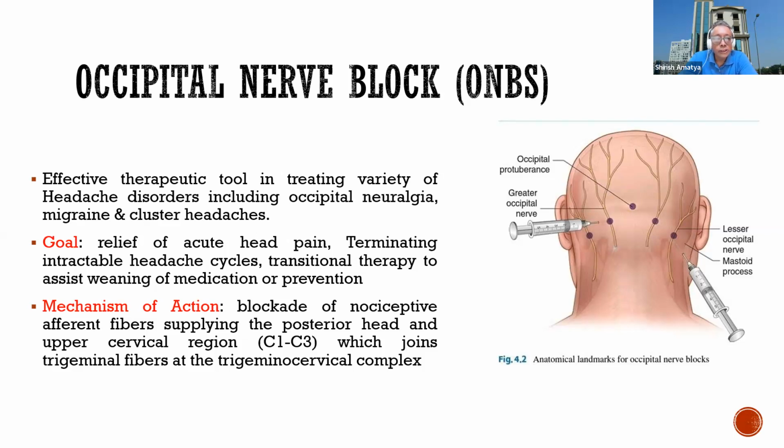We can also use these occipital nerve blocks as a transitional therapy to assist weaning of medication, since sometimes medication-induced headache can be one of the causes of headache. While tapering the drugs which can cause headache, we can give an occipital nerve block and then gradually taper the drug to prevent the headache. The main mechanism of action is like any other nerve block. We are blocking the nociceptive afferent fibers, especially coming from C1 to C3 in the posterior part of the neck and cervical region, as well as this trigeminocervical complex. This can block the afferent fibers and reduce the headache.